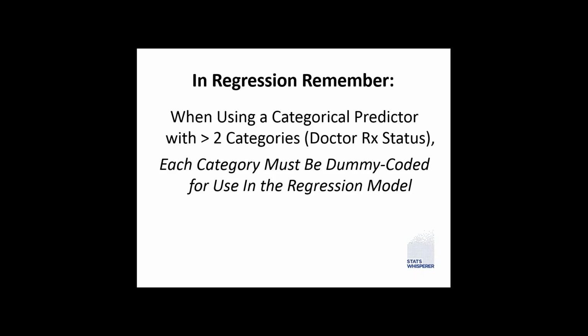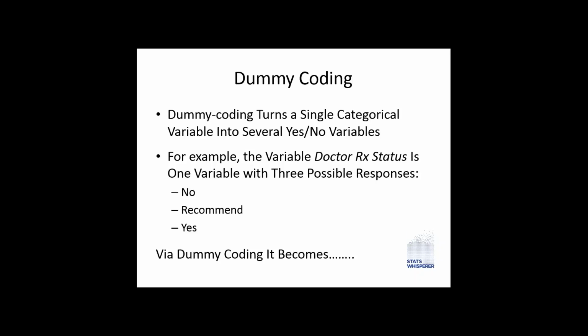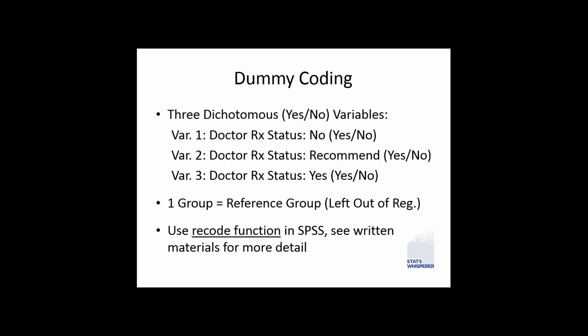Let me show you what I mean. The dummy coding turns the single categorical variable into several yes/no variables. If we're looking at doctor prescription status, did the doctor prescribe the class? You could answer no, the doctor recommended it, or yes. So that's our original variable with 3 response options.